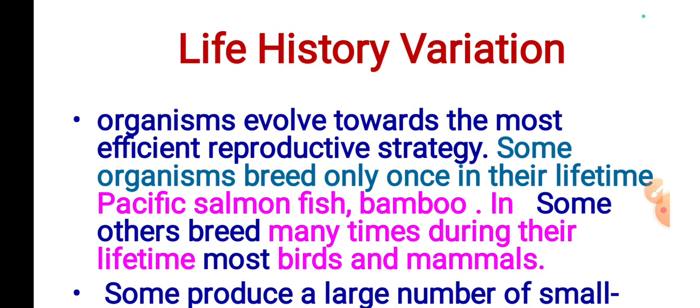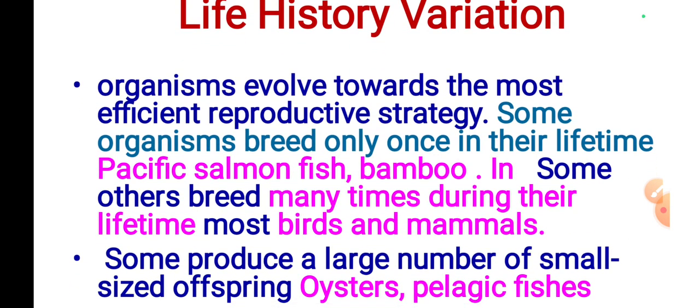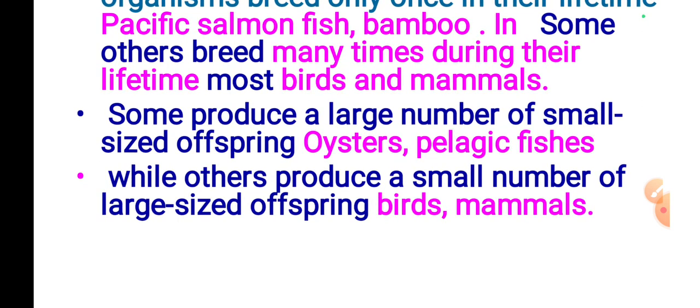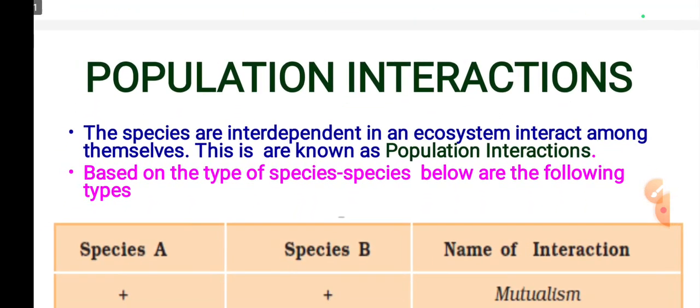Life history variation. Organisms evolve towards the most efficient reproductive strategy. Some organisms breed only once in their lifetime, for example Pacific salmon fish and bamboo. Others breed many times during their lifetime, like most birds and mammals. Some produce a large number of small-sized offspring, like oysters and pelagic fishes, while others produce a small number of large-sized offspring, for example birds and mammals.